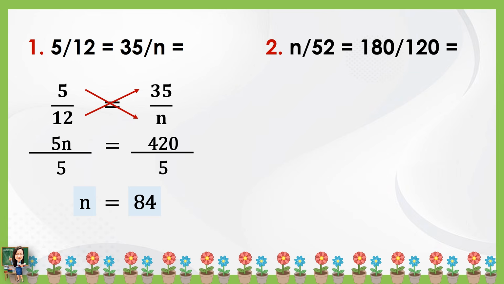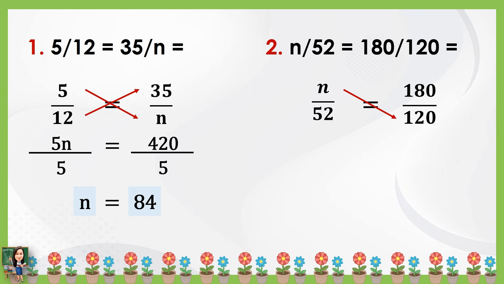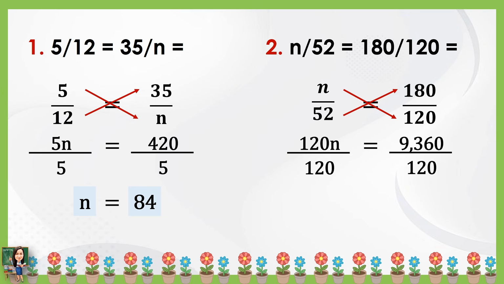Number 2. n:52 equals 180:120. n times 120 equals 120n. 52 times 180 equals 9,360. Divide both of them by 120. 120n divided by 120 equals n.